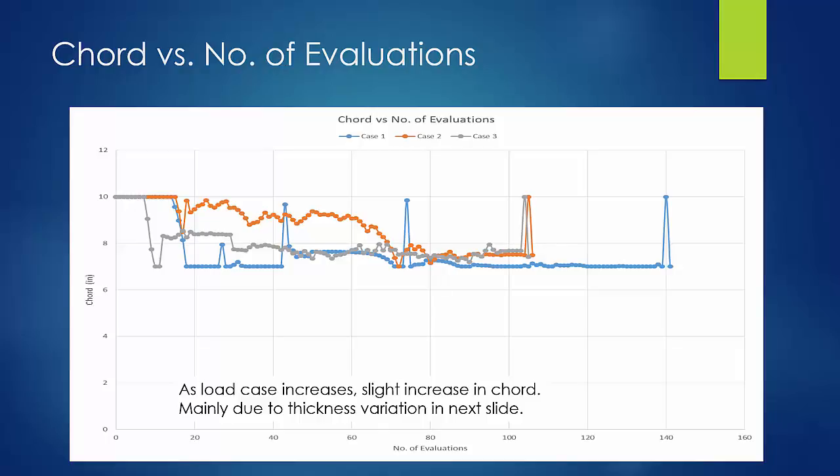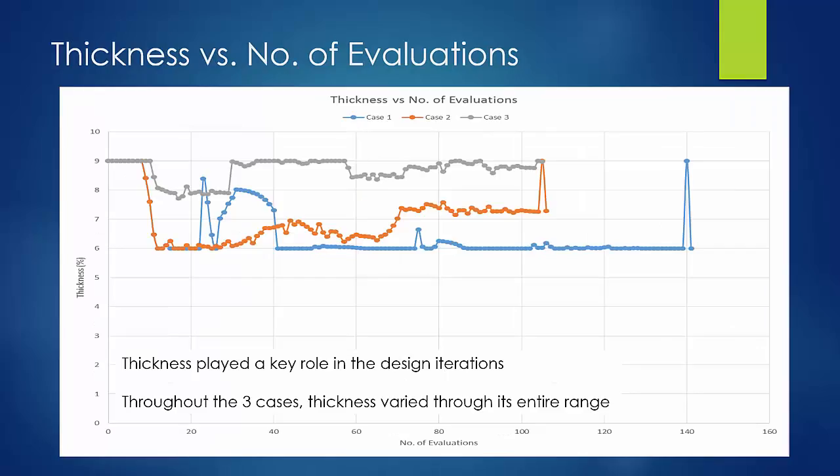From a chord standpoint, you can see that it actually ended up having the chord closer to the minimum values. It started out varying for all three cases, varying the chord greatly across the range, but ended up going more towards a minimum value. For thickness, the thickness actually was the most critical feature. In all three cases, the thickness varied through the entire search space, both to minimize the weight and also to meet all the structural requirements.